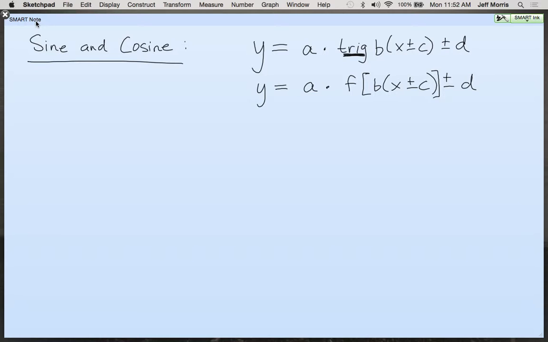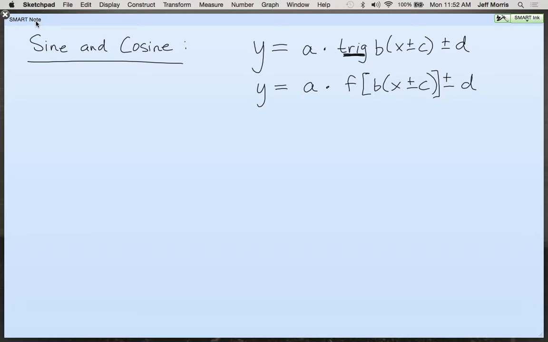Horizontally stretch or shrink. But that is going to be the opposite of what you think it should do. When you multiply the whole function by a number, it's going to do what you think it should do. Like you multiply by 2, you're going to say, oh, the y's are going to stretch by 2. If you multiply by half, the y's are going to shrink by half. This is not going to do what you think it does.